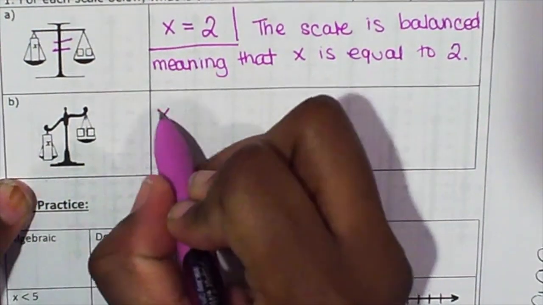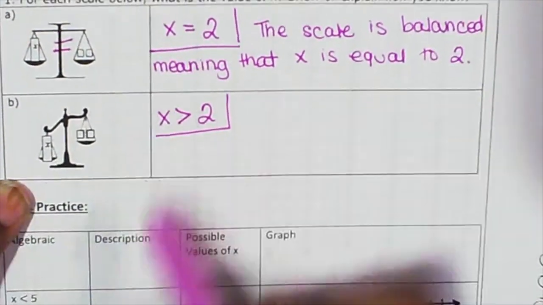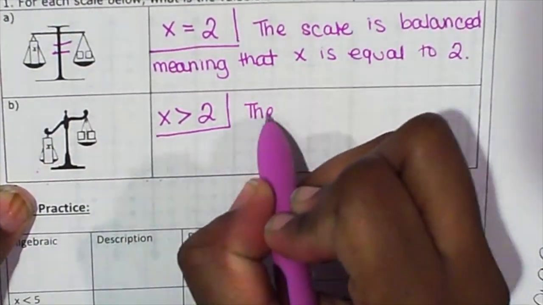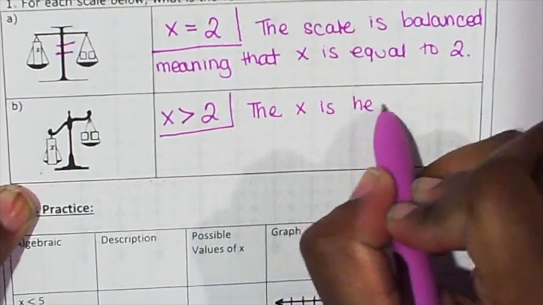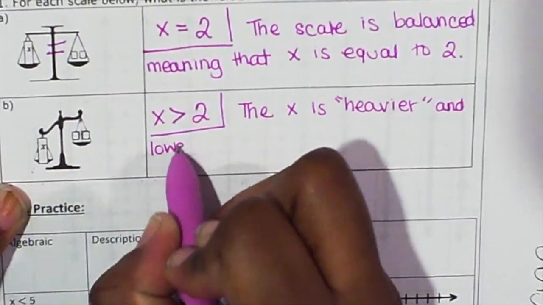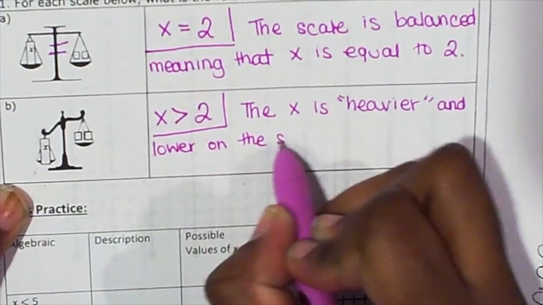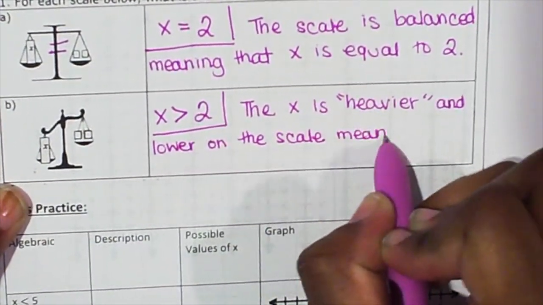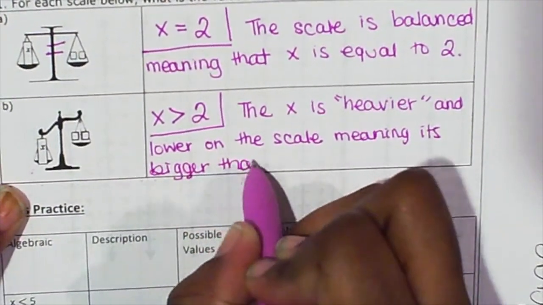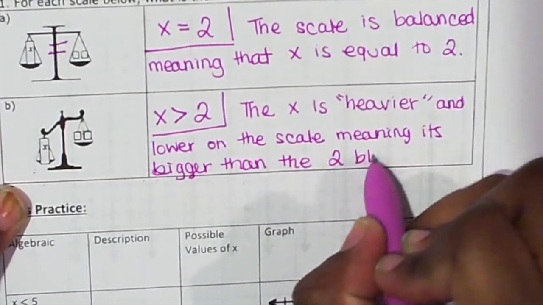In photo B, you'll notice that one side is heavier than the other side. The x side is weighted more heavy or lower, so therefore x has a greater weight than the 2 cubes that are on the right side. So therefore, if I was writing this as an inequality statement, x is greater than 2.